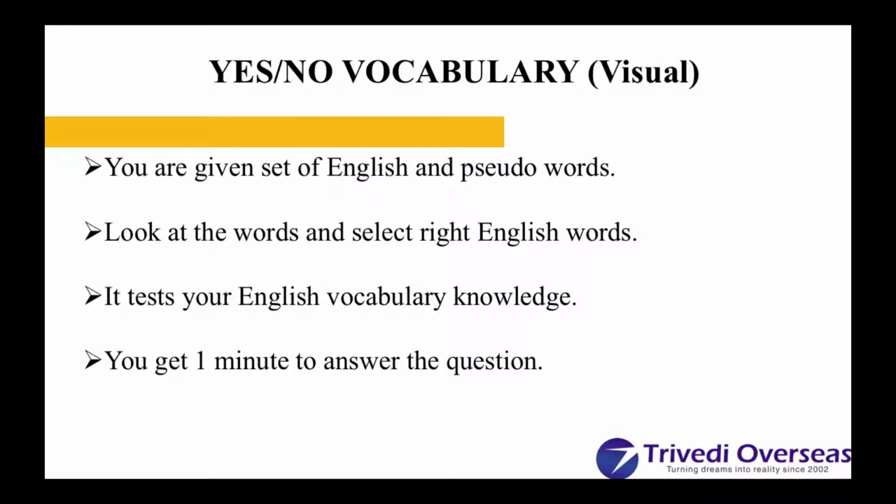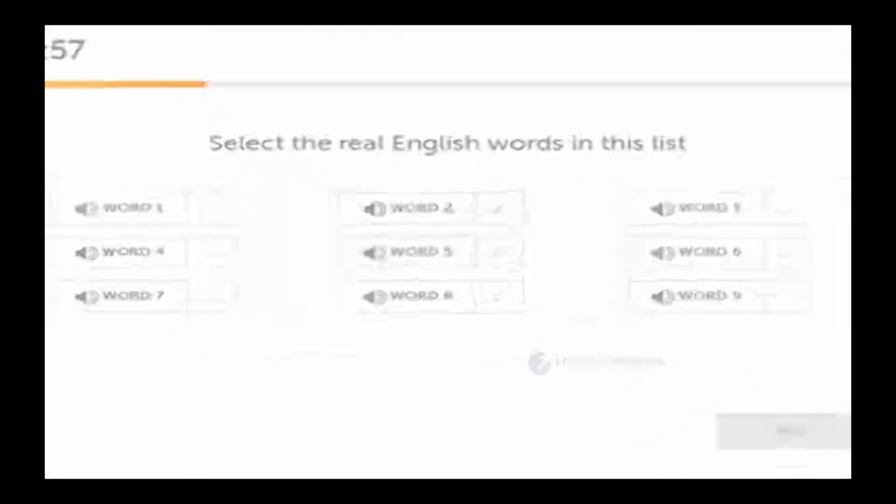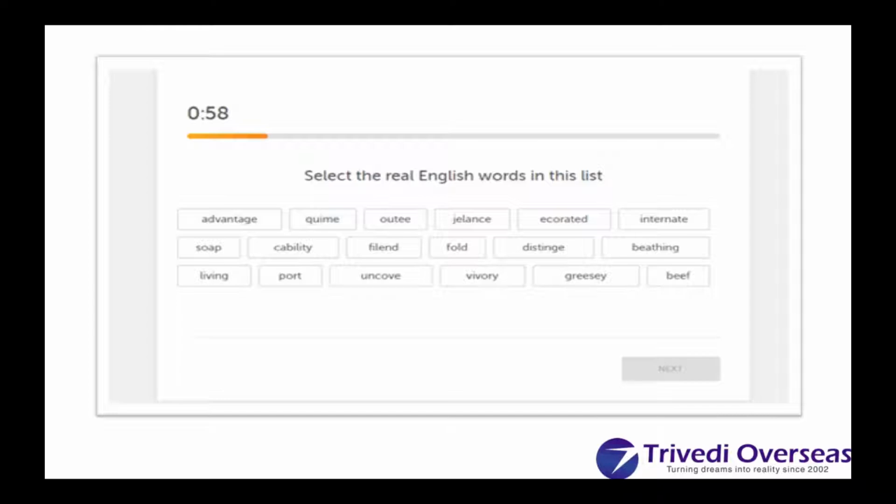visual. So here you will be given a few sets of English and pseudo words. Pseudo words means they are not real words, they are just fake words which have pronunciation. So you have to look at the words and select the real English words. Basically they are going to test your English vocabulary knowledge and you will get only 1 minute to answer the question. So take a look at this picture. You have to press on these icons, hear what every word says and select the real English words. And in this, similarly, you have to select the real English words in this list, because this is a combination of real and pseudo words.